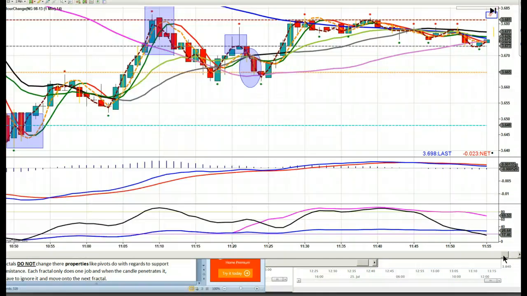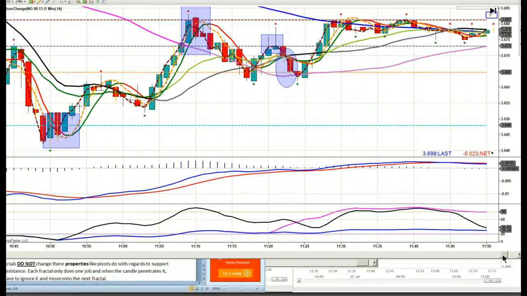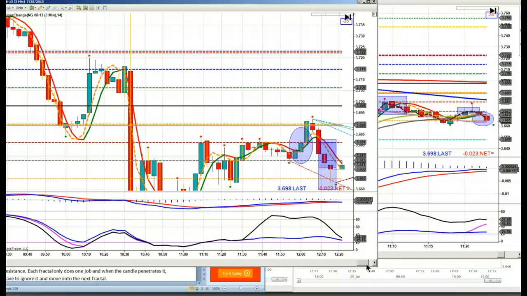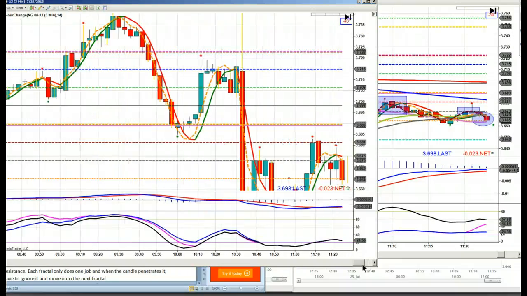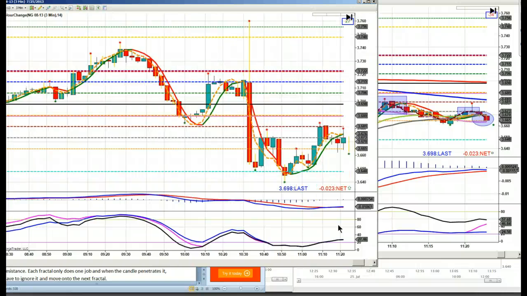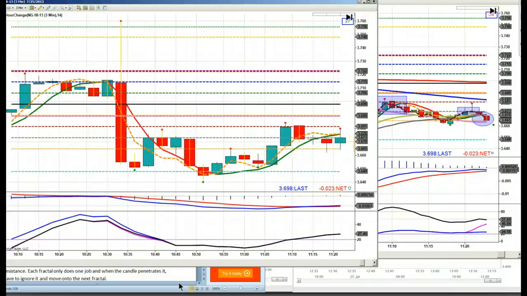Let's take a look at this particular move here at 11:20. What do you see with regards to my 3-minute chart? What do you notice? Let's see if you've been paying attention to what I just covered. What is the name of the PP indicator? Because I can't bring it up at all.